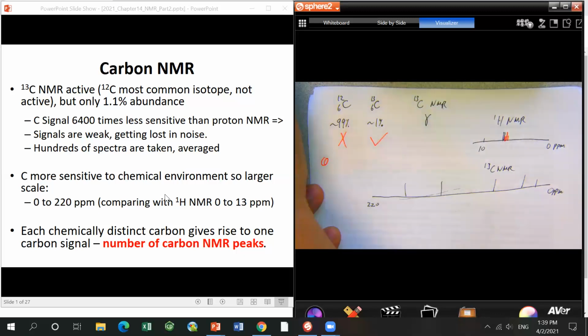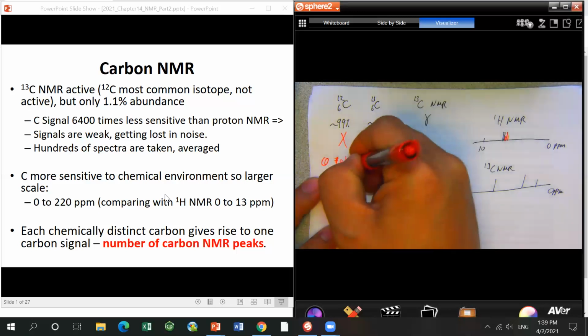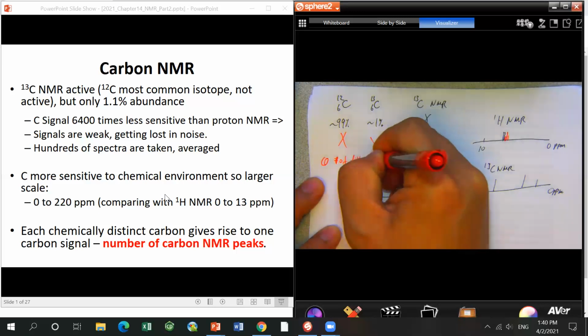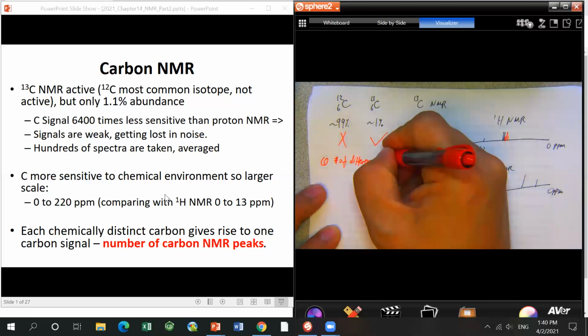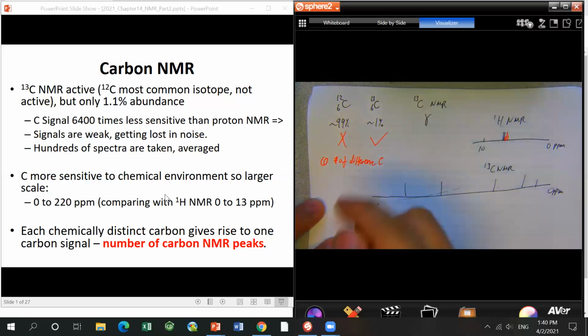So, what kind of information can be provided by carbon NMR first? The number of different carbons. That's similar to the number of proton signals in proton NMR. So that's the first thing, and we call it chemically distinct carbon.